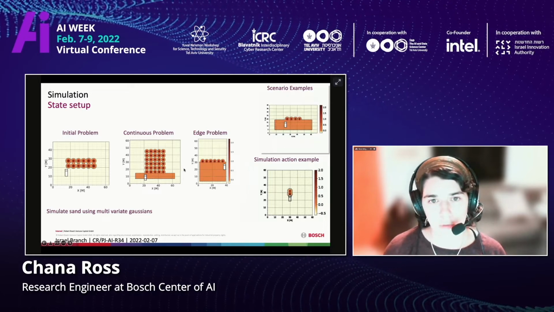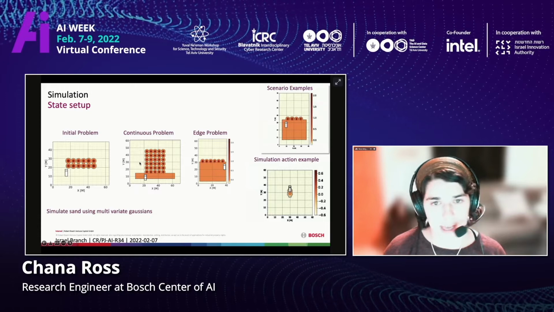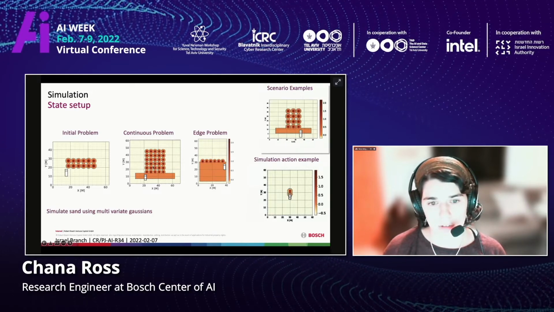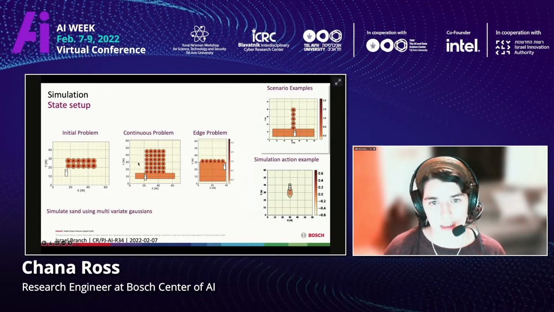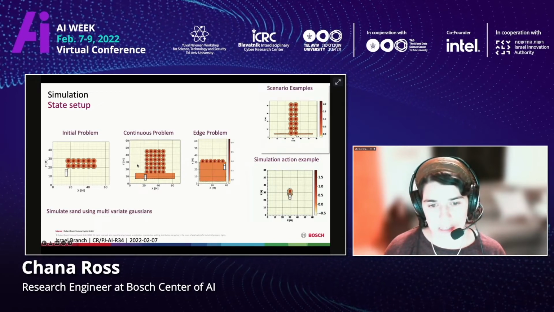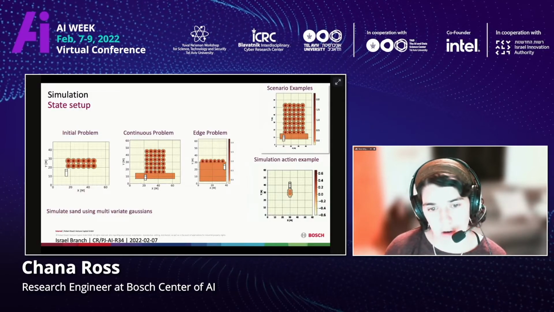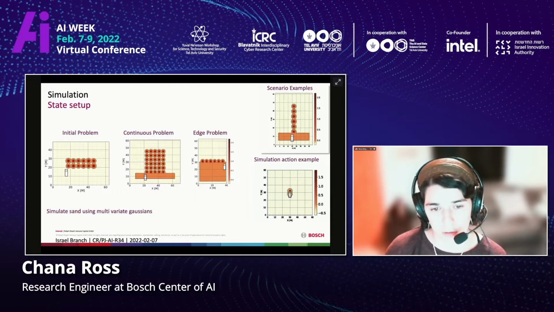We can see here on the right different examples of scenarios that we created. These scenarios had different sizes of sand piles, different distances between them, and we were able to train our agent on a large variety of sand piles. And on the bottom, we can see an example of a specific action within the simulator. We used a numeric simulator where in each step, we were able to move the sand mimicking a real bulldozer behavior.